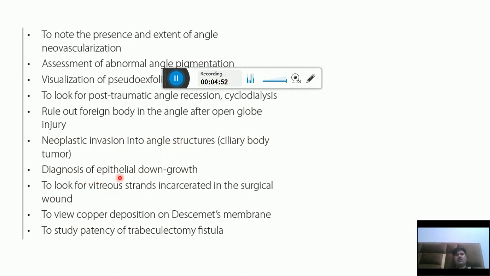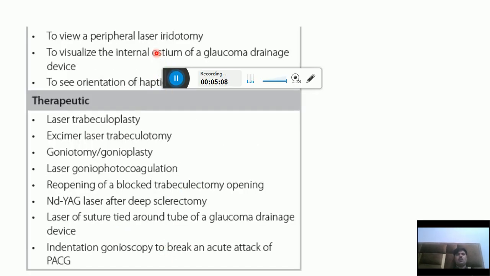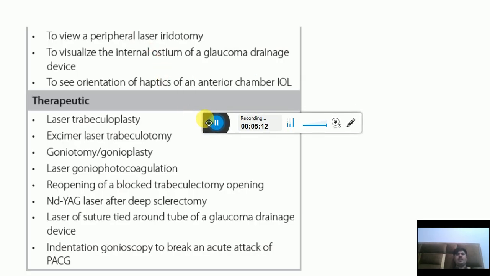neoplastic invasion into angle structures like ciliary body tumor, diagnosis of epithelial downgrowth, to look for vitreous strands incarcerated in the surgical wound, to view copper deposition on Descemet membrane, to study patency of trabeculectomy fistula, to view peripheral laser iridotomy, to visualize the internal ostium of a glaucoma drainage device, to see orientation of haptics of an anterior chamber IOL. The therapeutic indications are laser trabeculoplasty, excimer laser trabeculotomy, goniotomy, gonioplasty, laser goniophotocoagulation, reopening of a blocked trabeculectomy opening, Nd:YAG laser after deep sclerectomy, laser of suture tied around tube of glaucoma drainage device, indentation gonioscopy to break an acute attack of primary angle closure glaucoma.